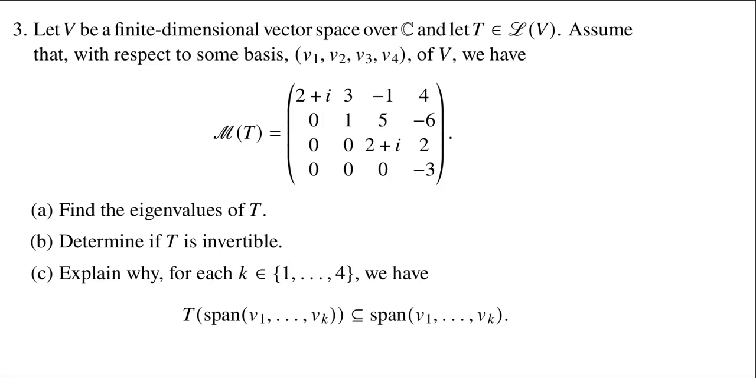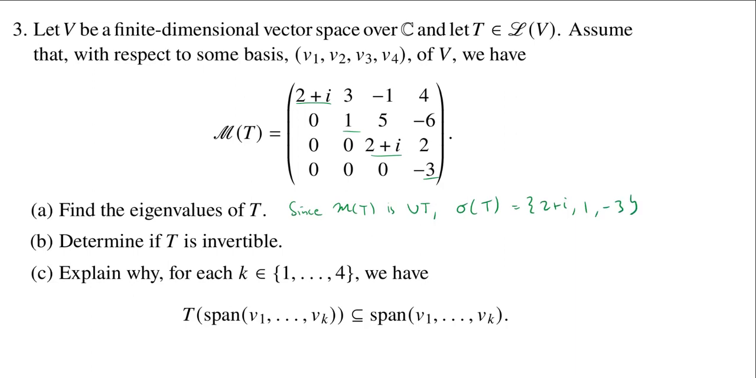The beauty is that when we have a matrix for an operator in upper triangular form, we know that the eigenvalues are precisely the entries along the diagonal. So this is pretty easy. Since M of T is upper triangular, the eigenvalues of the operator T are going to be 2 plus i, 1. Notice 2 plus i shows up a second time. I don't have to write it twice, it's just a set. And then negative 3.